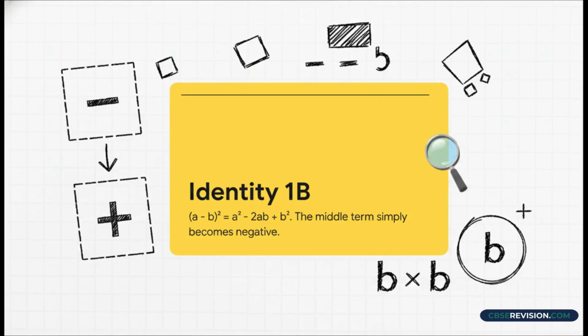Now compare this to the first rule. The only real difference is that the plus sign right before the 2ab has turned into a minus sign. Notice that the b squared at the very end stays positive. Why? Because a minus b multiplied by another minus b turns into a positive.